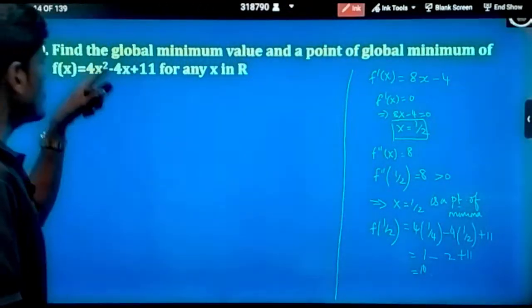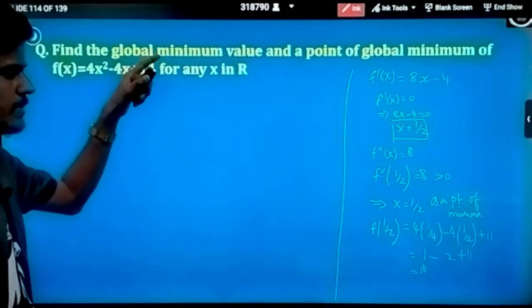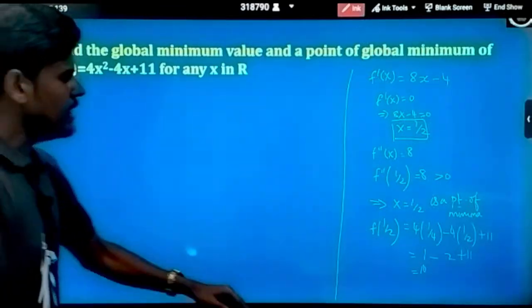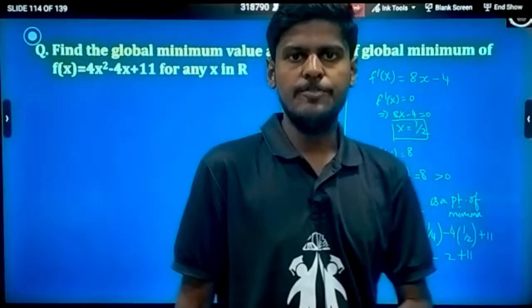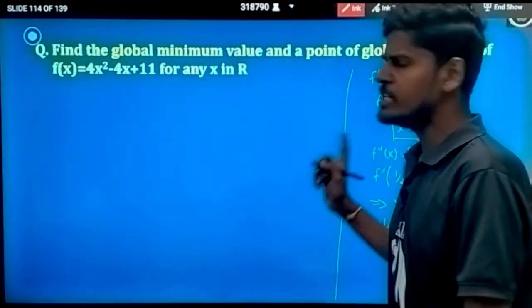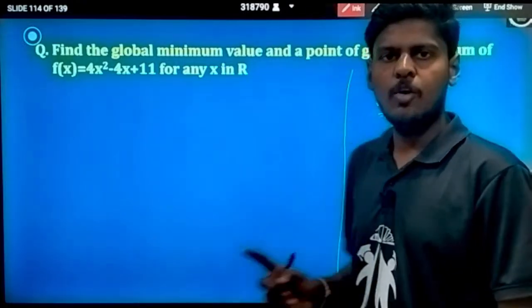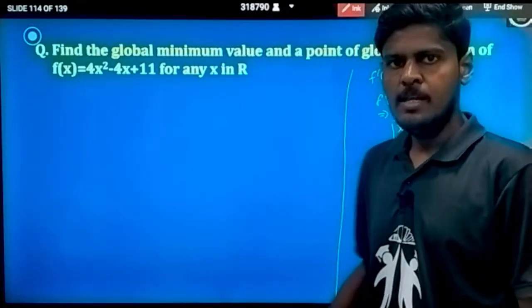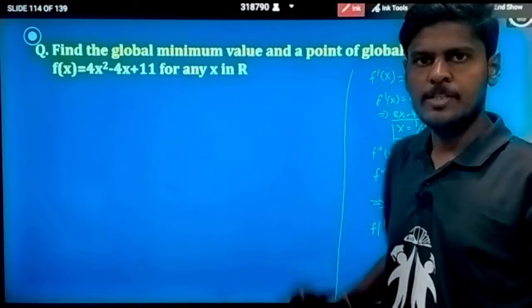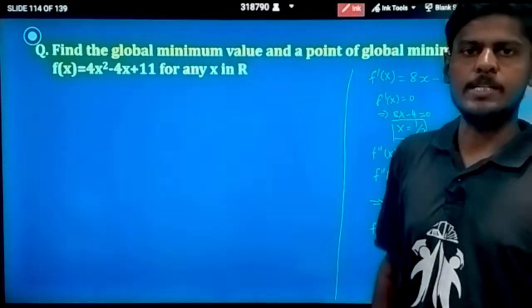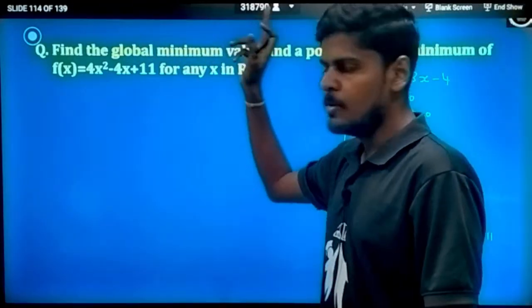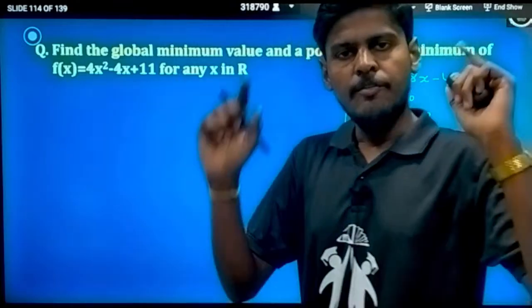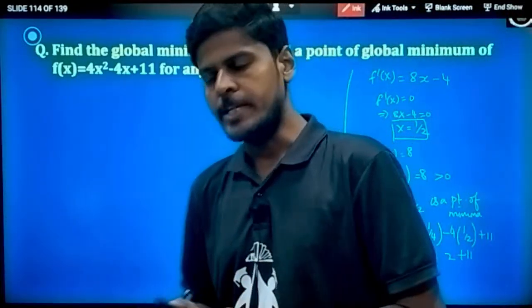So minimum value is 10, global minimum value will be 10 and maximum value does not exist for this function. Always remember, when we have to find local minima or local maxima, then it will be interior points. So we just need to proceed with this step. But when we have to find global maximum or global minimum, we also have to check the extreme points.